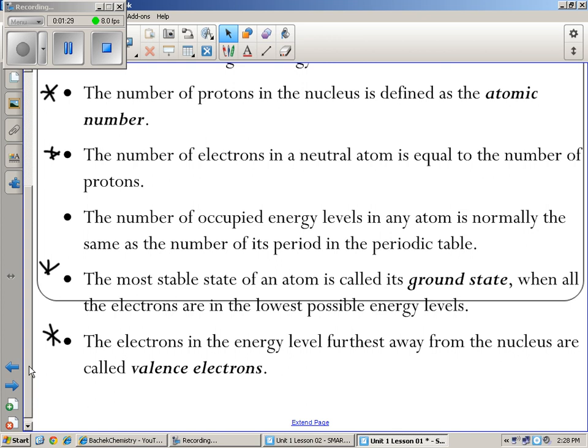And lastly, a definition, a term we'll always use, so make sure you know this one. Electrons in the energy level furthest away from the nucleus, and we'll draw some diagrams again. I'll show that to you. Valence electrons are what they're called, okay, valence.